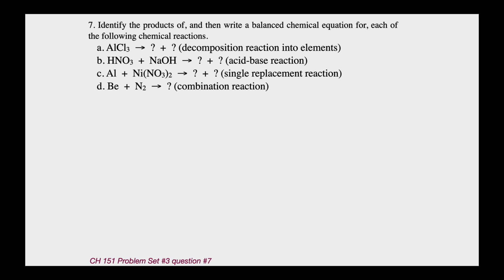reaction. So the first one is AlCl3, and it's going into two things. Each of the question marks is like a thing. And notice how it says decomposition reaction into the elements. Okay, so because aluminum chloride has just aluminum and chlorine, it must be aluminum and chlorine that's being made.